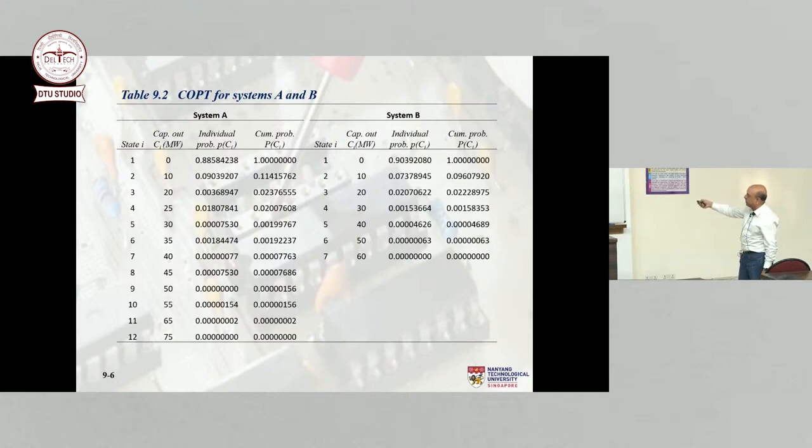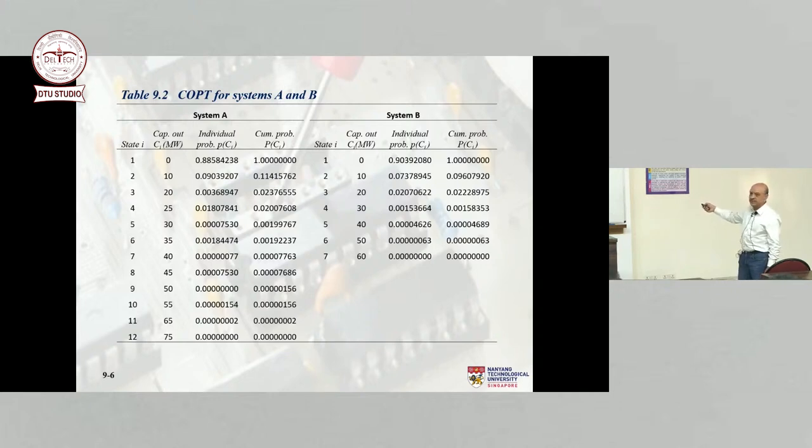So if the capacity outage is 30 or more, then this is the cumulative probability, 0.001996767. Are you with me? Cumulative probability tells us the probability of 30 megawatt or more out. And that's my risk in the system, because up to 25 megawatt I don't lose any load, so I don't need to worry. But anything beyond that, I need to worry. This is the risk. Similarly, what's the risk in system B?